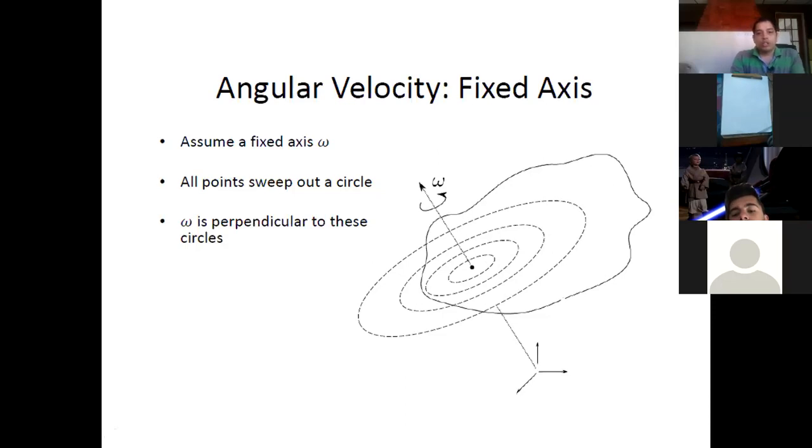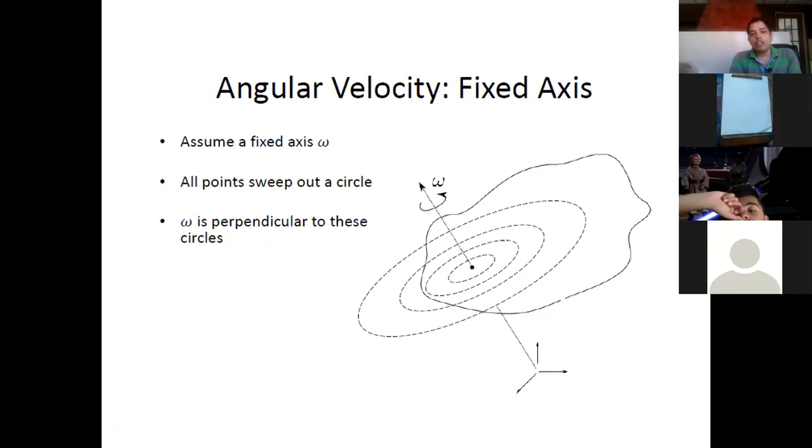So what happens in this case? All points of the rigid body sweep out a circle. Take any point, you name it, then when the body rotates, that point rotates in a circle, as shown in the figure. Do you see that? If you take a point here, it rotates in a circle. If you take another point somewhere here, that point is rotating in a circle. If we take another point here, it rotates in a circle. So there are millions of circles there, right?